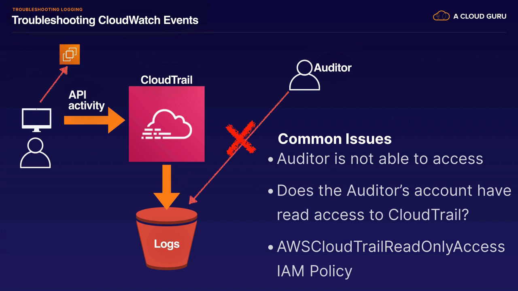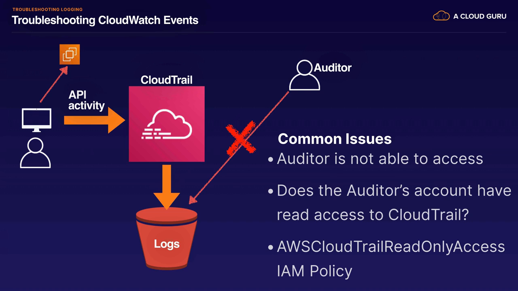So moving on to our next scenario. So another situation you might encounter is that you need to provide access to your CloudTrail logs to a specific user. And maybe that's an external auditor or a user in your security team. And for some reason, they're not able to read the logs. So the first thing that I would check in this situation is, does the auditor's account have read-only access to CloudTrail configured? And there is a pre-configured identity access management policy called AWS CloudTrail read-only access. And you just need to make sure that that policy is attached to either the user or their identity access management group.